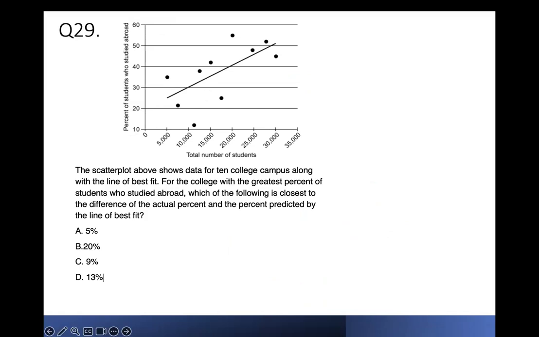Scatter plots with the line of best fit. It can be tricky, but I got you. I'll show you next time. You will never make a mistake if you make it.